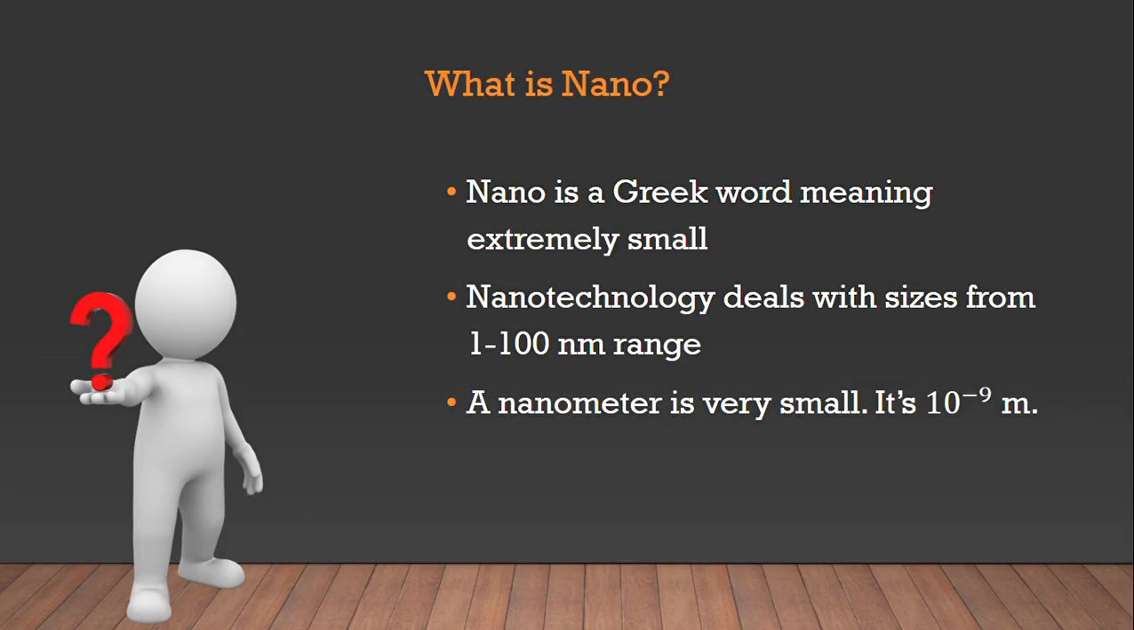What is nano? Nano is a Greek word meaning extremely small. Nanotechnology deals with sizes from 1 to 100 nanometers range. A nanometer is very small. It's just 10 to the power of negative 9 meter.